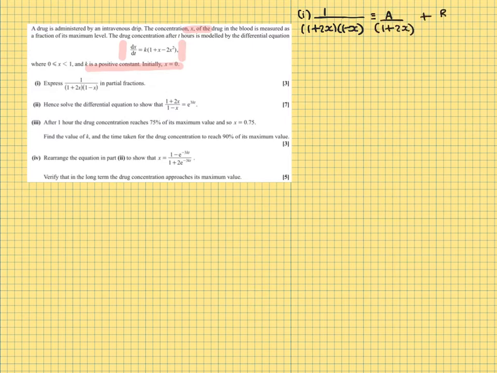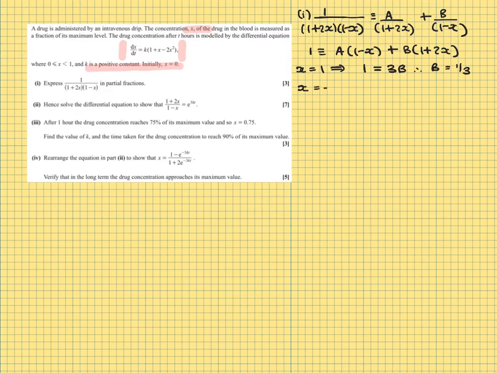So I'll write it out as its separate fractions, and then we will combine them so we have this result here. I'm going to choose values of x to substitute in. I'll choose x equals 1, which gives me 1 equals 3b. So b is equal to 1/3.